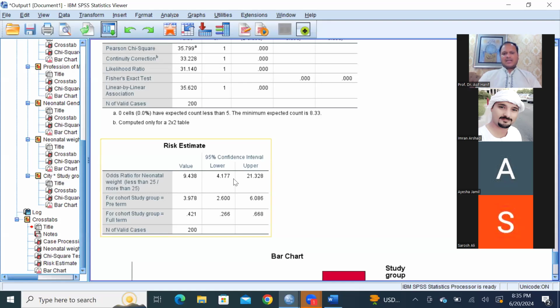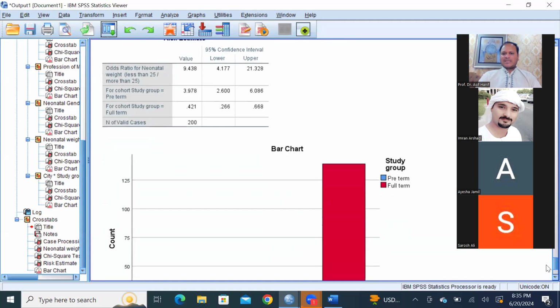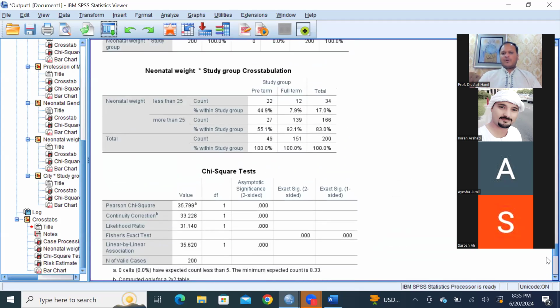And if you see, it is the 95% confidence interval. You just see it's starting from 4 and ending at 21. Does it contain 1? No, because 1 is before 4 and it's starting from 4. 4 to 21. There is no 1 in this interval, so our odds ratio is significant, is meaningful, is valuable. We should consider the risk of low birth weight for the preterm babies.